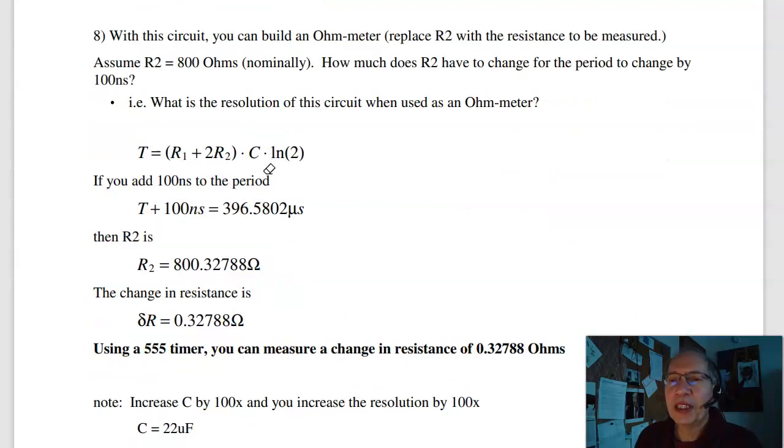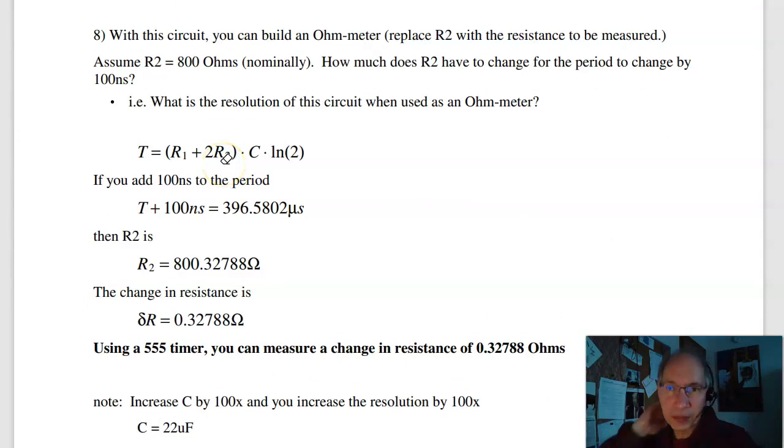Problem 8 is if R2 was a resistor, I could measure the resistance. At 800 ohms, I have this period, 365.48. If the period changes by 100 nanoseconds, again the smallest time change I can see, the resistance would have to change from 800 to 800.3 ohms. Again, plug in time, I know R1, I know C, solve for R2. You get R2 is 800.3. So the resolution is 0.3 ohms.